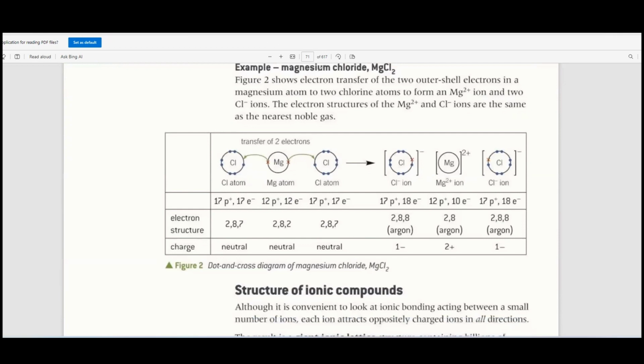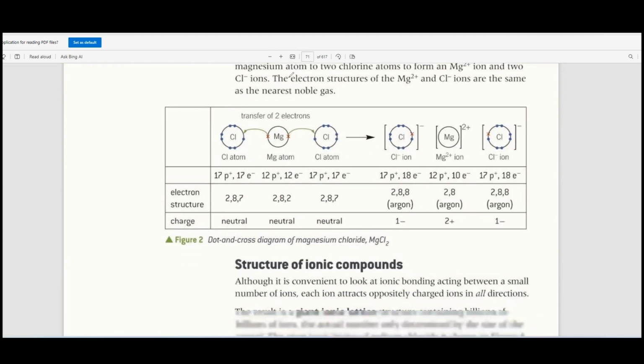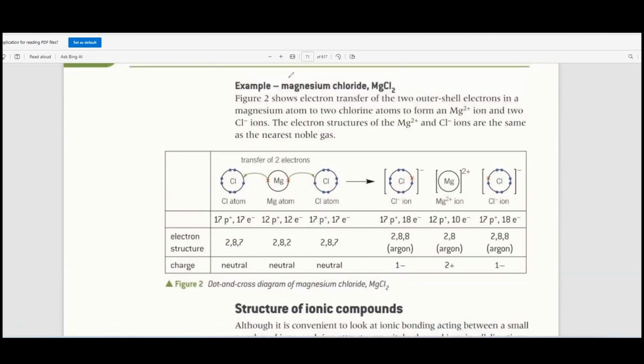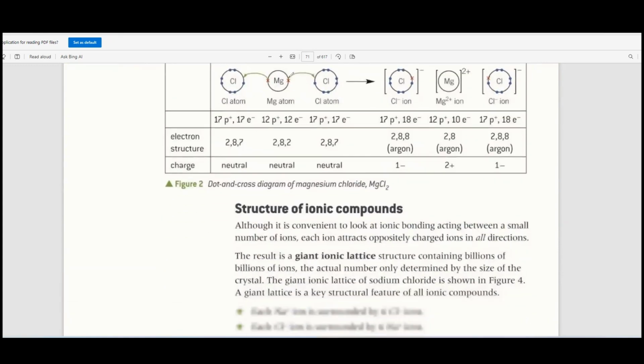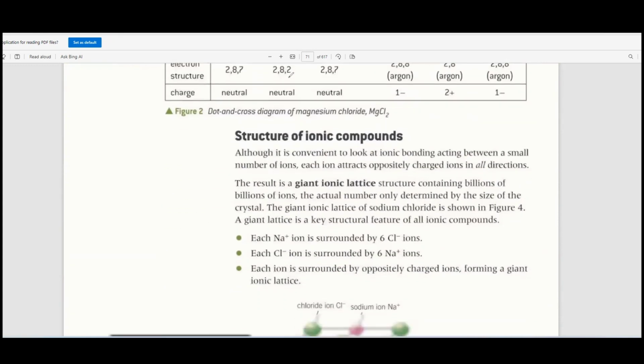All right, so after giving away two electrons, this is closest to neon. So this will have an electron configuration of neon, and both of the chlorines will have the electron configuration of argon. So we know that this is negative one, this is negative one, this is positive two after giving away the electrons, and that's that.